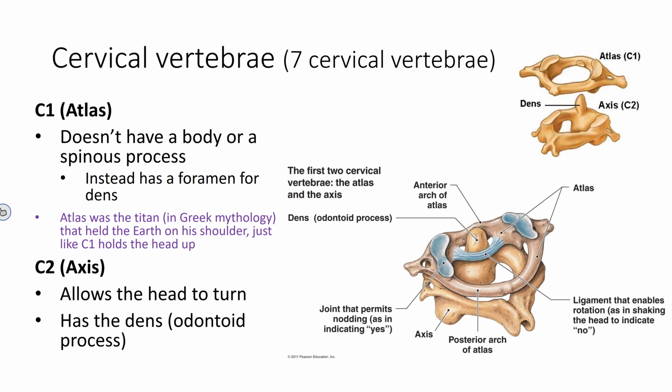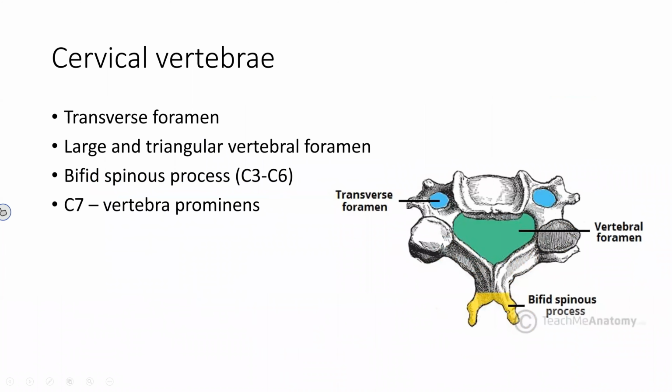And these slides just go through all the different sections. So the atlas doesn't have a body, but it has a foramen for the dens of the axis, and they sort of fit together nicely like that. Then the cervical vertebrae, and the main thing about that is the transverse foramen, and it's got the bifid spinous process. And you can feel C7 on the back of your neck, and that's called vertebral prominence because it's very prominent.